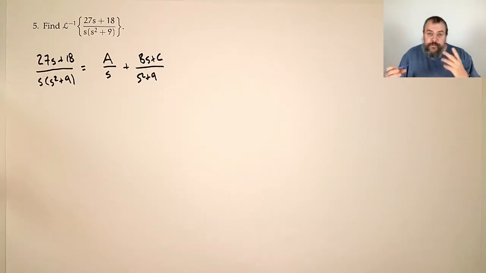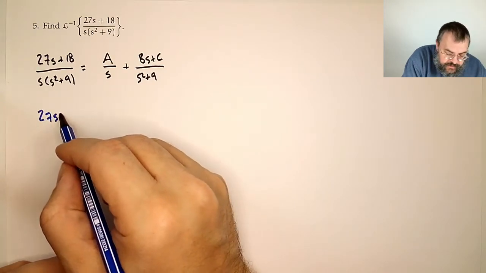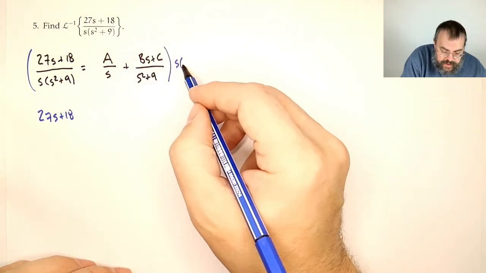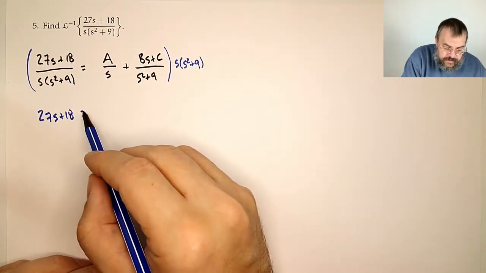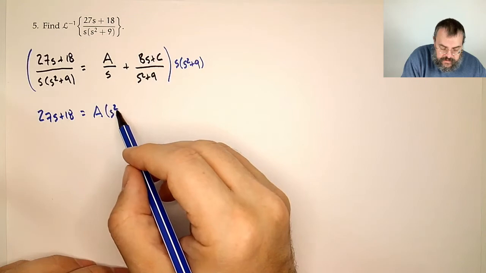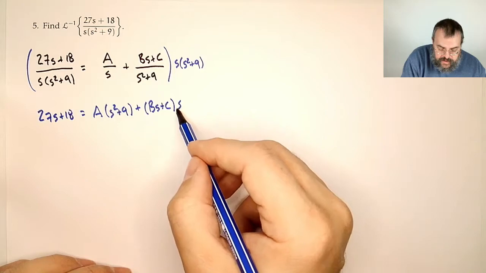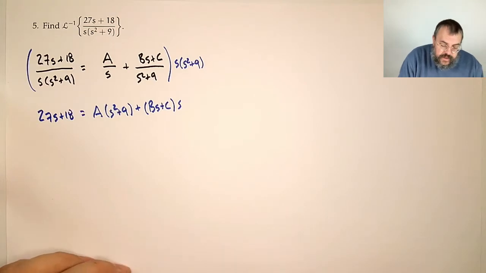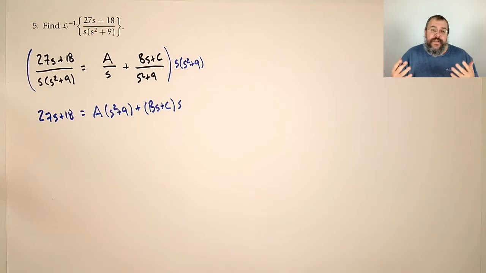Okay, the next step: clear your denominators. So 27s plus 18 is what? Well, imagine that you multiply everything by the denominator. That would be A times (s squared plus 9) plus (Bs plus C) times s. Just think about what doesn't cancel. Now there's a couple of ways you can do it, and you can do some mixing and matching. You have to solve for A, B, and C in some way. So what are some options?